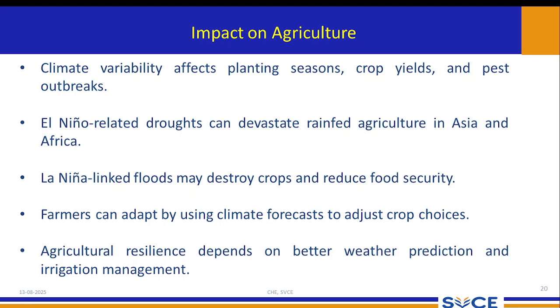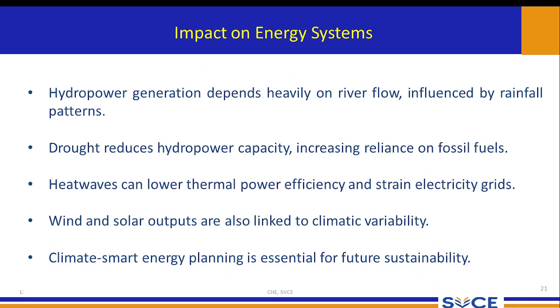Farmers can adapt by using the climate forecast to adjust the crop choices, as I told you in the previous class. If they know this is a rainy period, they will choose crops accordingly. Or if it is very summer and there won't be any rain, obviously they will choose a particular type of crop that doesn't require a large quantity of water. Agriculture resilience depends on better weather prediction and irrigation management.